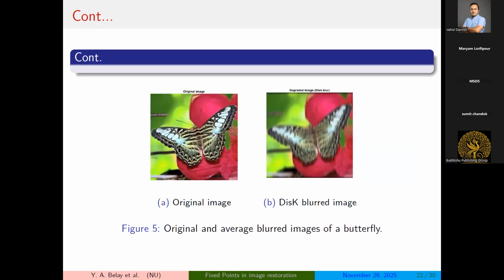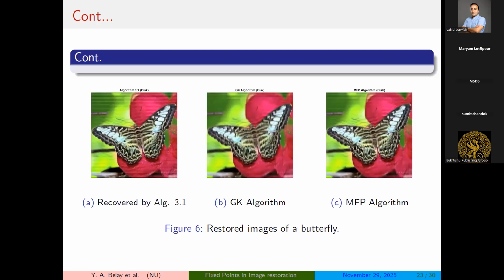We also have the original image of the butterfly as figure 5, so figure A. This is the original image, and the next one is the degraded image. This is degraded by the disk blur actually. So here we recovered the images using our algorithm. The second one is by the GK algorithm, and the third one is by the MFP algorithm. So it can be seen actually clear. For me, it's clear. I'm not sure if you can identify the difference.